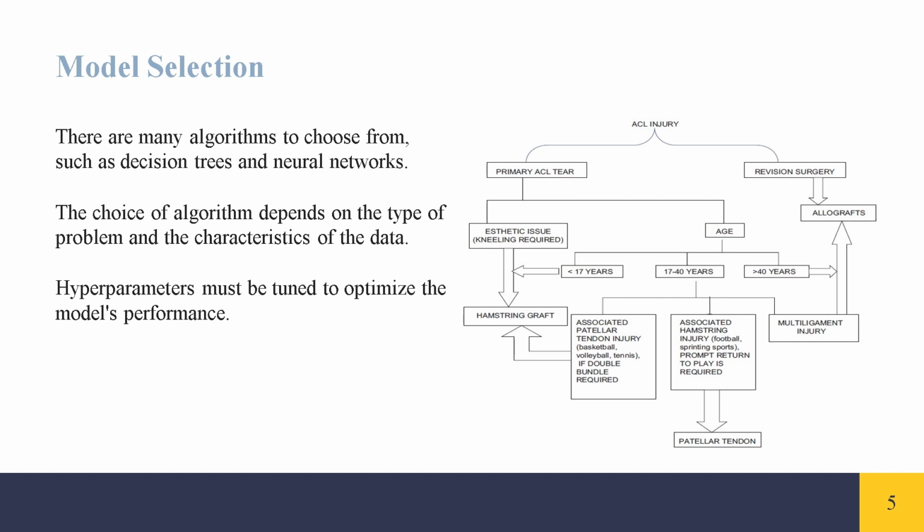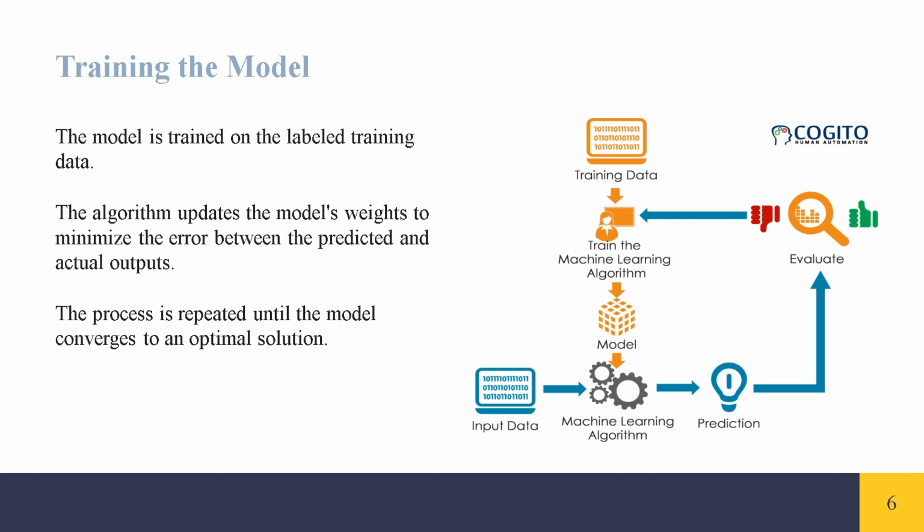Hyperparameters must be tuned to optimize the model's performance. The model is trained on the labeled training data. The algorithm updates the model's weights to minimize the error between the predicted and actual outputs. The process is repeated until the model converges to an optimal solution.